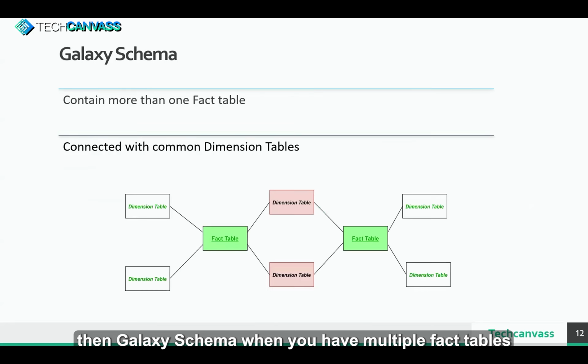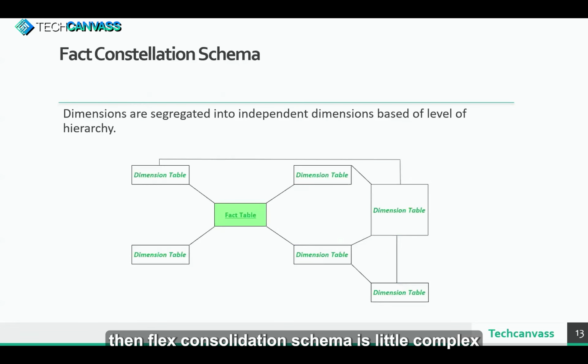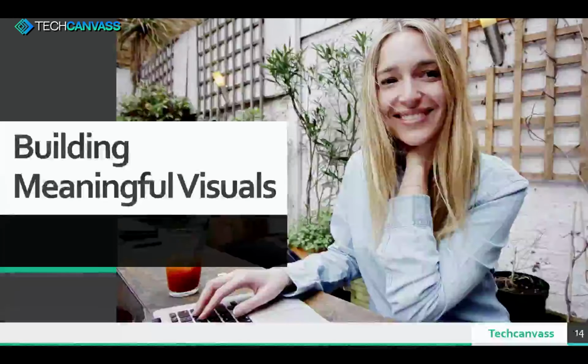Then Galaxy schema, when you have multiple fact tables and you need to relate them, then we need to come up with a link table concept, which is highlighted using these dimension tables. So maybe a calendar table or some geographic information. If you have, you can create a separate table which you can use for linking these two tables. Then fact constellation schema is a little complex, where one dimension table is connected to multiple dimension tables. Very rarely will you see this. It's scenario based. Okay, you may not see it very easily.